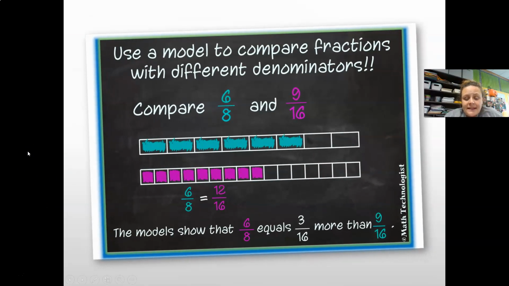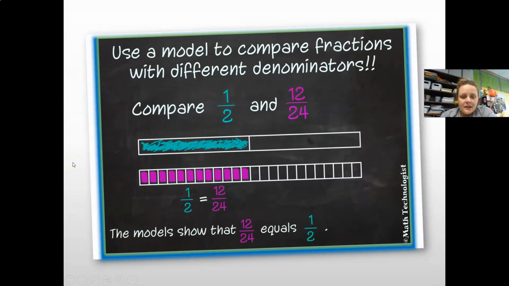How about 6/8 and 9/16? Again, the same size candy bar, but this candy bar is split into 8ths, bigger size pieces, and this is split into 16ths. You can see right away that the 6/8 is larger, but they wanted to show you if they were equivalent or the same, it'd be 12/16. So the 6/8 is definitely greater. It's 3/16 more than 9/16.